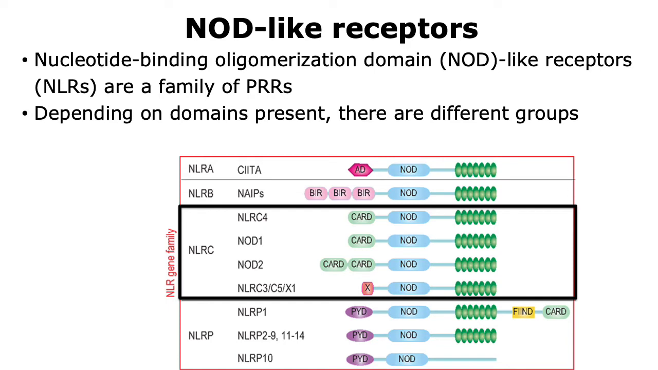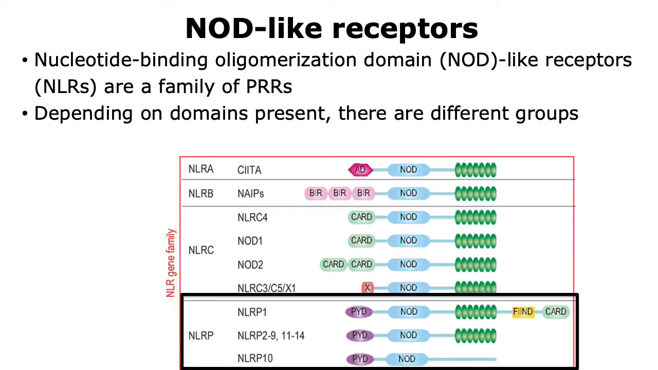The NLRC family of proteins have members that have a CARD domain in addition to the leucine-rich repeats, whereas some members can have an X domain instead of a CARD domain. The NLRP family of proteins have the PYD domain in addition to the leucine-rich repeats. And thus we can see different types of domains present in the NOD-like receptors.